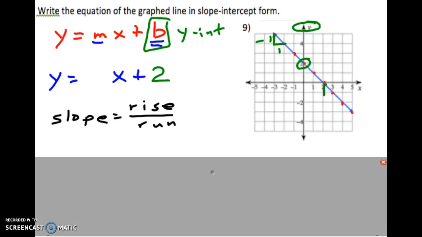I can pick another pair of points, say down here. Down one, over one. Either way, the slope, we're going down one and over one, which is -1. So you got your options. You're going to fill in with a -1 there, or you can just put the negative sign.